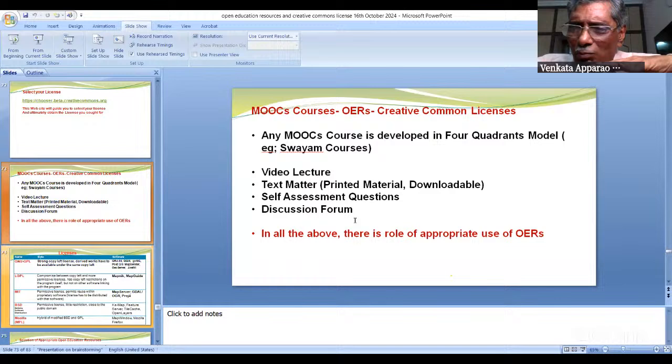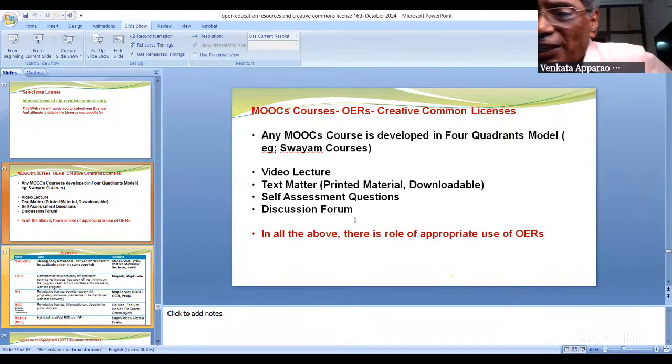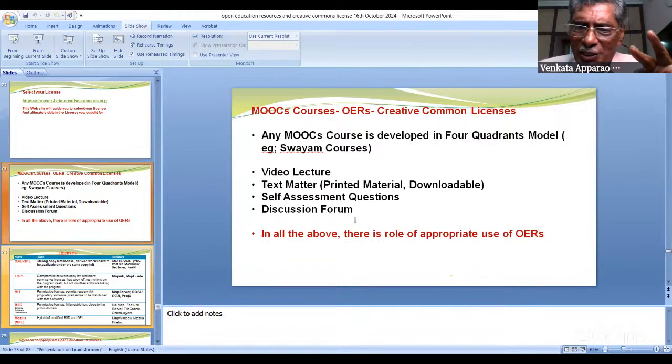These three are part of a big open movement towards knowledge dissemination all over the world. Knowledge sharing all over the world. Any MOOCs course is developed in a four quadrants model. Example, a SWAYAM course: video lecture, text matter, printed material, downloadable, self-assessment questions, discussion forum. In all the above, there is a role of appropriate use of OERs.